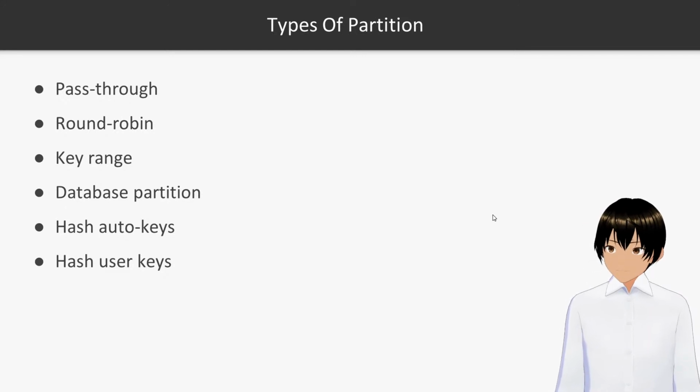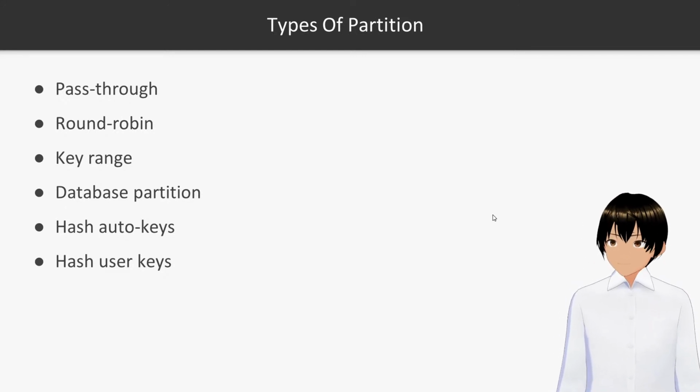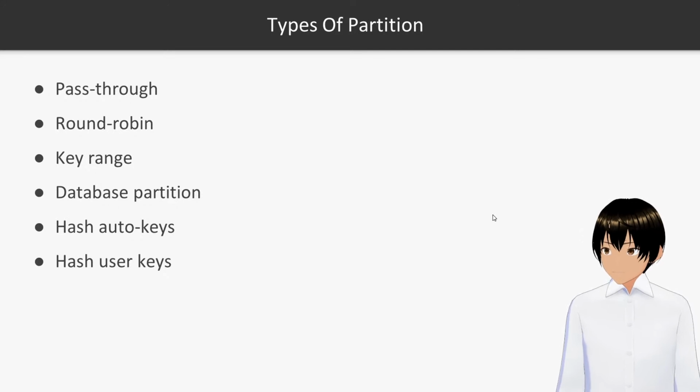Pass through. Integration service does not distribute data amongst partitions. The data in the particular partition stays in the partition after passing through the partition point. Round robin. Integration service distributes the data evenly amongst the partitions. This makes an equal amount of data pass through each partition.